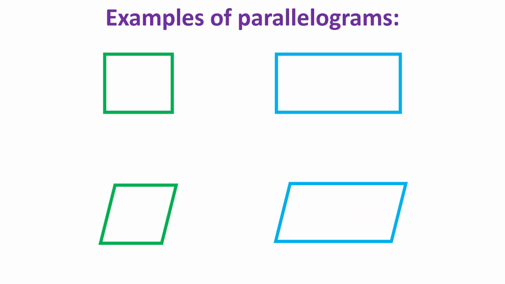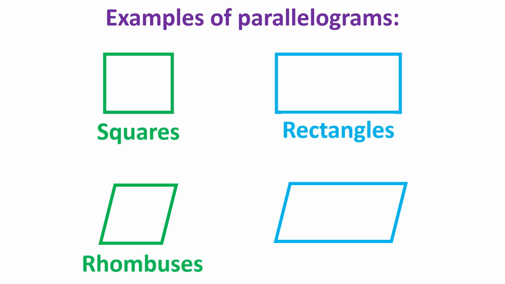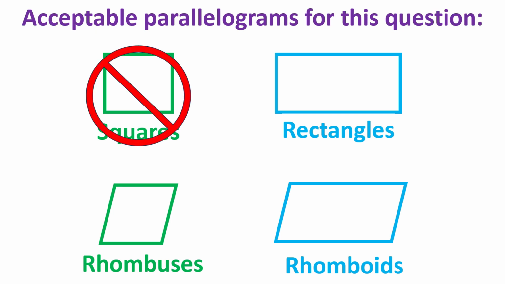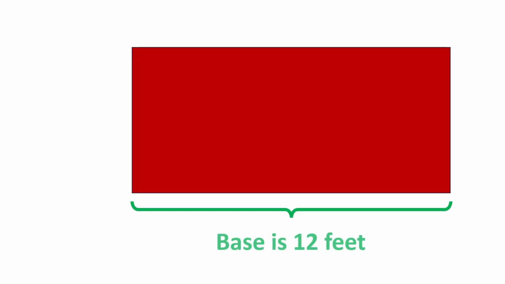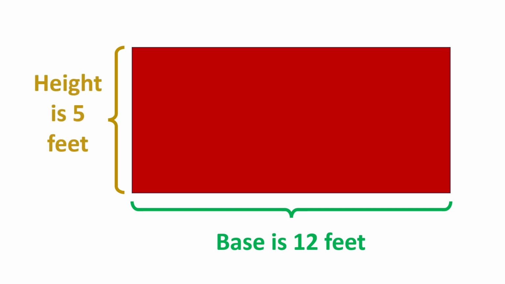As a reminder, all of these shapes are parallelograms. But since we want a parallelogram that has different values for its height and base, that means we can't use a square. A very common parallelogram we use a lot is a simple rectangle. So we'll choose a rectangle for this question. We'll refer to this rectangle as a parallelogram or a rectangle for the rest of this problem. As with the triangle, we'll make this rectangle's base 12 feet and its height 5 feet.